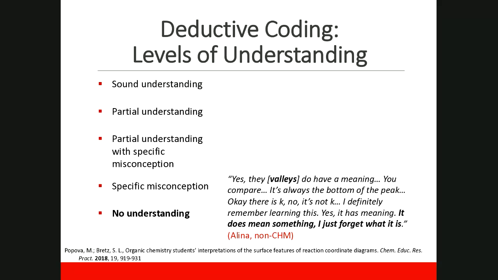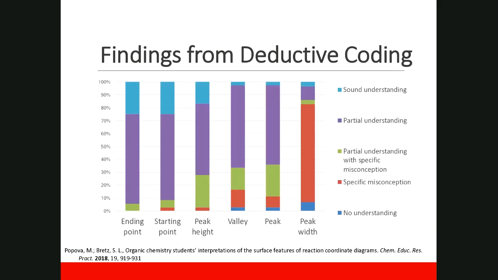So with that, we coded all the students' responses. We had 30 students in our sample, all their responses about each of the 6 surface features of reaction coordinate diagrams using this deductive coding framework. And we summarized our findings in this figure. So here, on the bottom, you can see the 6 different surface features of reaction coordinate diagrams that we asked students to interpret. And on the side, you can see the levels of understanding.